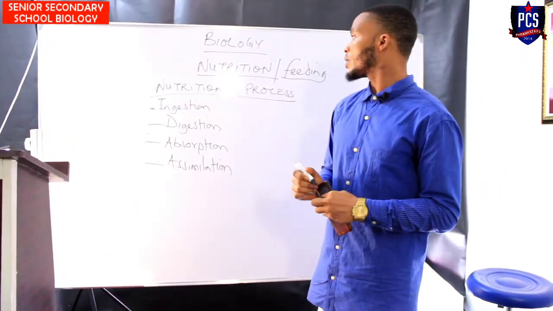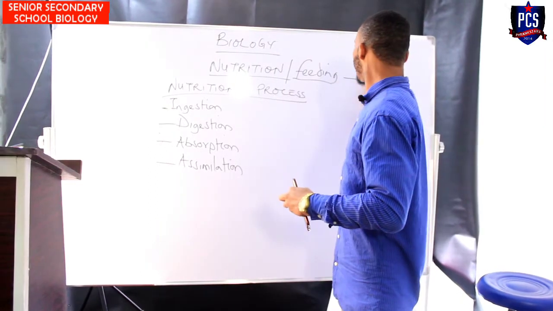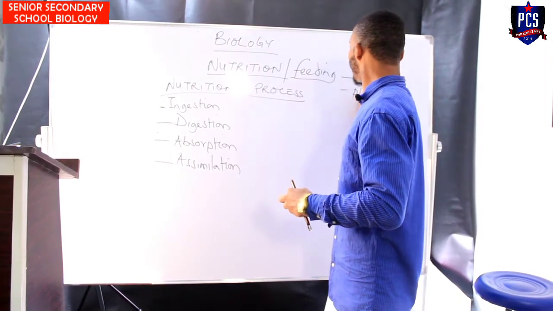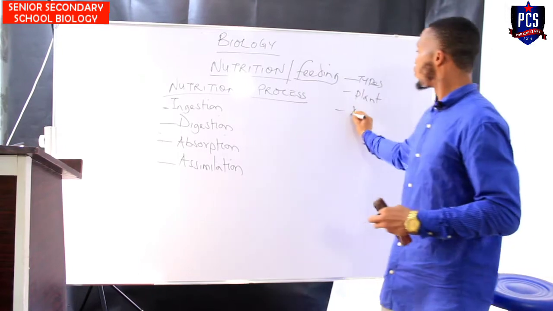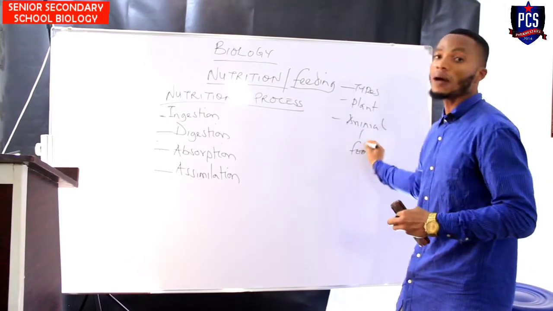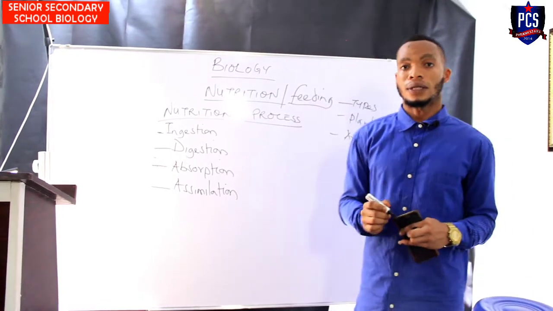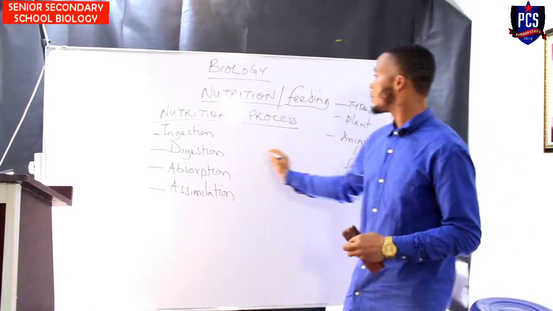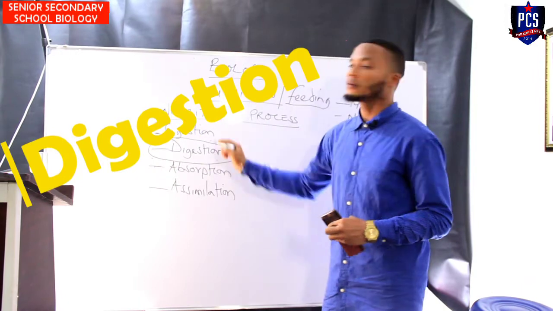Now, in nutrition, we discuss types of nutrition. We discuss plant nutrition, animal nutrition. In here, we discuss the food, and I told you we have 6 classes of food. Is that clear? Now, today, we'll be talking about digestion.